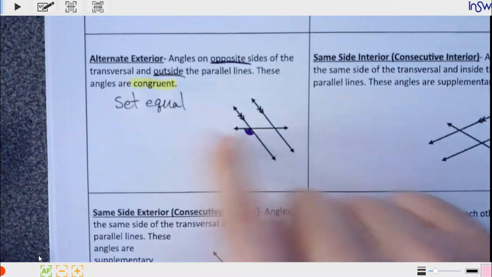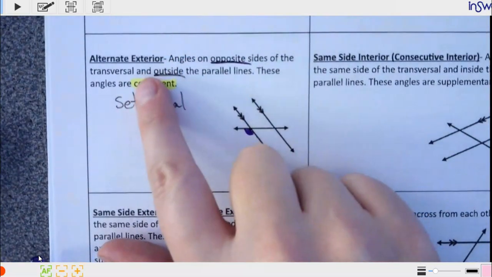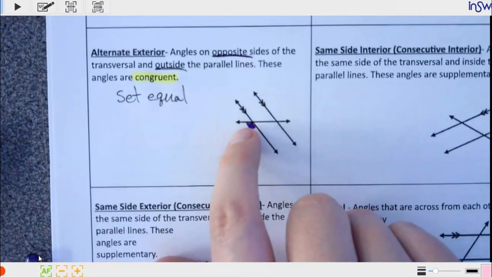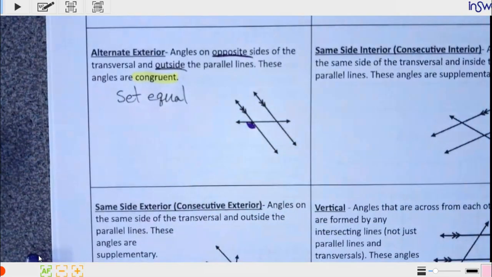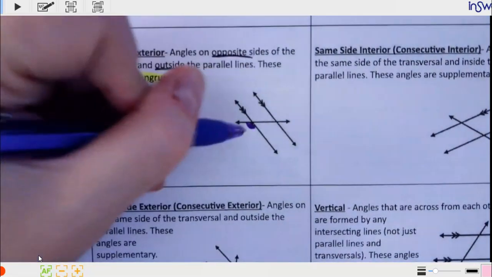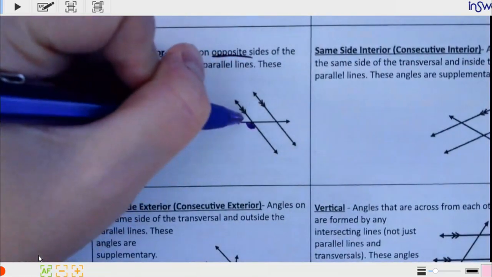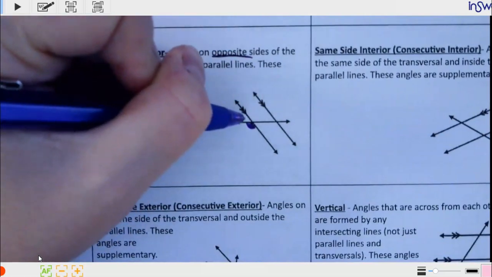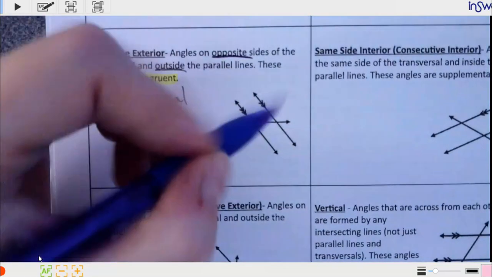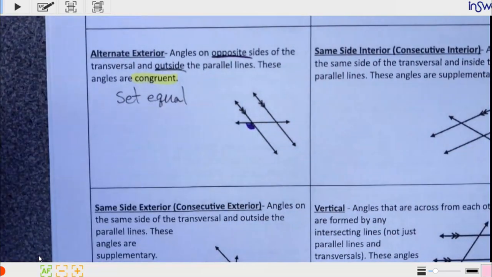All right. So it says they're on opposite sides of the transversal and they're outside the parallel lines. So this angle's outside the parallel lines. And then the word alternate always is going to mean opposite. So they're on alternate sides of the transversal. You can just think of it as one's below, one is above. So one has to be above the transversal. It also has to be on the exterior, so it cannot be between the two parallel lines.